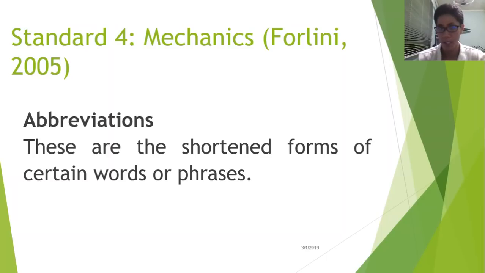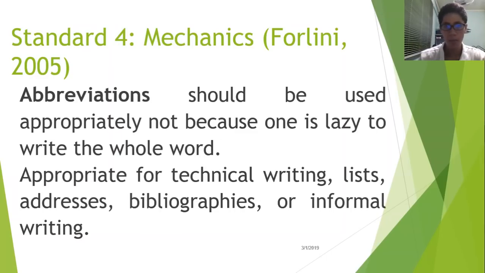It's okay to take shortcuts as long as they're widely recognized by the global English writing or speaking community. Abbreviations, however, should be used for the right reasons. We don't use abbreviations because we're lazy to write the whole word, okay? We only use abbreviations for the right reasons. One of them is to simply save ink and space. Abbreviations are appropriate for technical writing like researches, lists, addresses, bibliographies, or informal writing, especially informal writing.